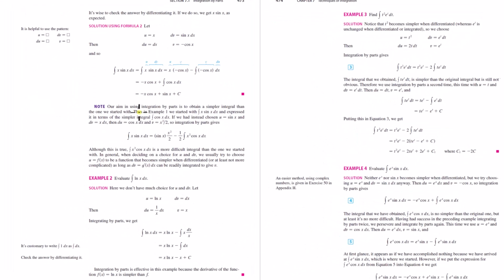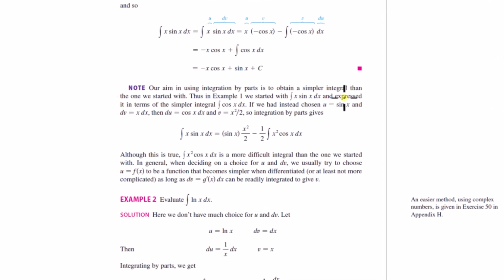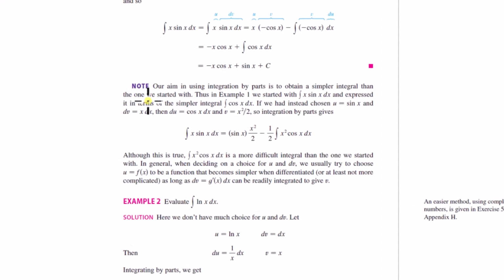Our aim in using integration by parts is to obtain a simpler integral than the one we started with. Thus, in example 1, we started with the original function and expressed it in terms of a simpler integral. What they're saying is that the purpose of integration by parts is, we chose what was the u and what was the dv, and then we plugged that into the formula and we got this. The whole idea is you compare this integral to the original one. If this one's simpler, then you've succeeded. Integration by parts worked.